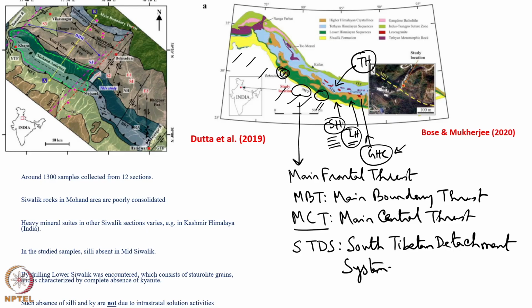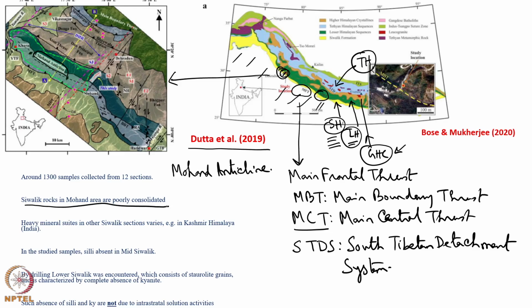A detail of this portion is shown in another author's map, where we find that the Shivalik rocks are folded into an anticlinal structure, commonly known in this western part of the Himalaya as the Mohand anticline. Now, the Shivalik rocks exposed in the Mohand area are poorly consolidated. Just to point out, this is Dehradun, and from here we are moving towards the southwest direction. This deep green color and this faint green color represent the different units of Shivalik.